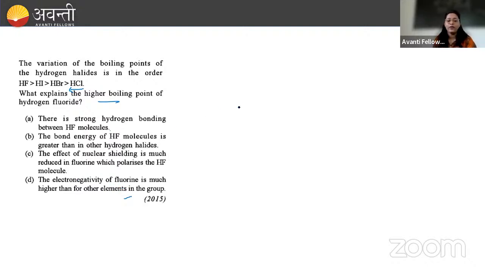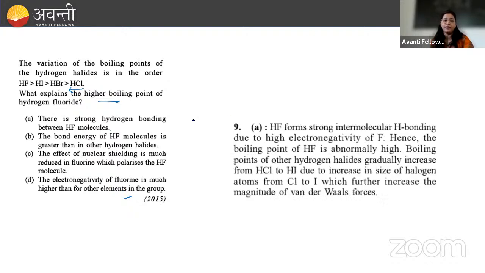So here, what we need to consider is hydrogen bonding. So that's why our answer is correct. Okay, option A जो है वो हमारा correct होगा. Because HF forms very strong intermolecular hydrogen bonding. Why? Because of the high electronegativity of the fluorine atom. Hence, the boiling point of HF is abnormally high. Boiling points of other hydrogen halides gradually increase from HCl to HI due to the increase in the size of the halogen atom from chlorine to iodine, which further increases the magnitude of van der Waals forces.